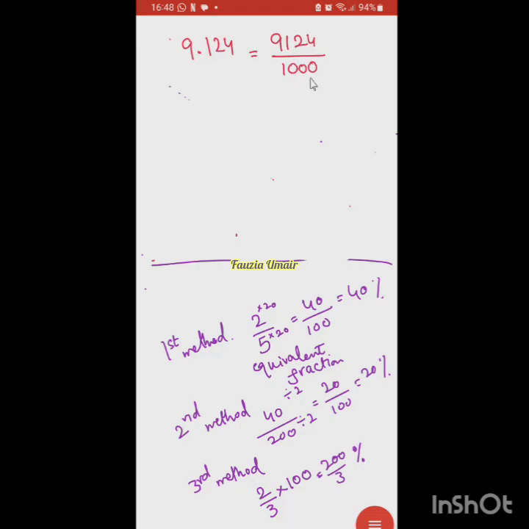So now we need 100. So what to do? Ma'am, we can divide, right? We can divide it also, or we can separate it, like separate 10 and separate 100. Yes, ma'am. Right? So now this will be 9124 by 10, and this 100 will make it a percentage, right? Yes. So now this 10 will just give you a decimal here. So this is 912.4%.